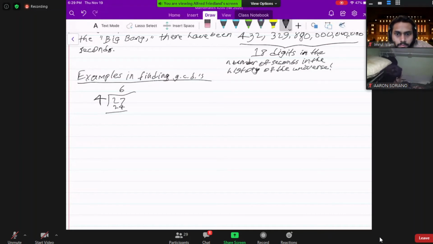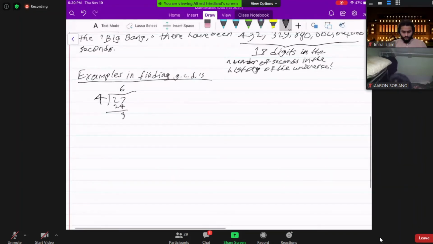So A is 27, and it equals B, that's 4, times the quotient, which is 6, plus the remainder. So if you subtract that, you get the remainder. The 4 is called the divisor. The 3 is the remainder, which could be 0, but in any case is less than the divisor. The 6 is called the quotient.